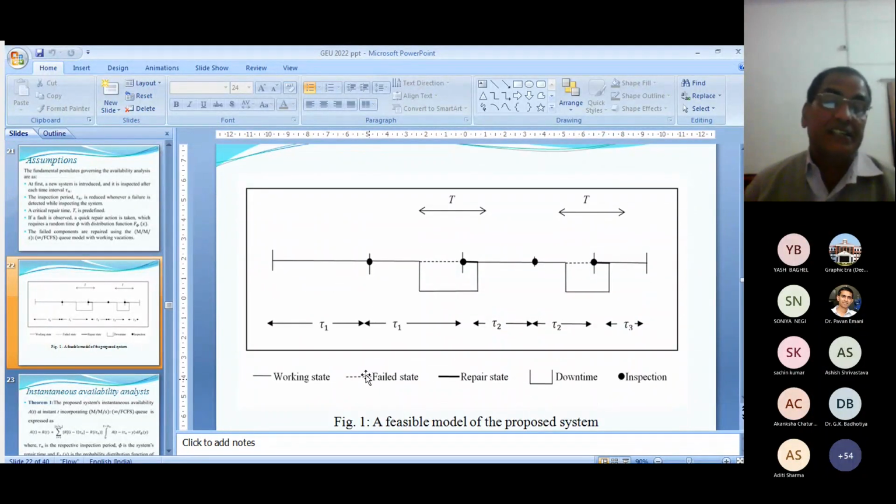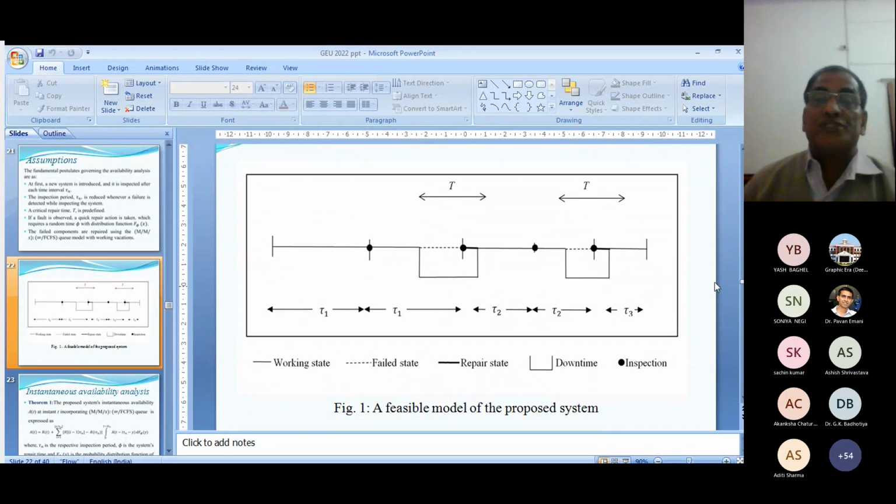Yeah, see here, just a demonstration of what I have said earlier. See, tau 1 is the inspection period from earlier. No failure is being detected in there. Second time, again tau 1 is the period, but a failure is being detected here. And t is the critical time. But the failure is being repaired before that one. That's why we will not be going for the replacement.